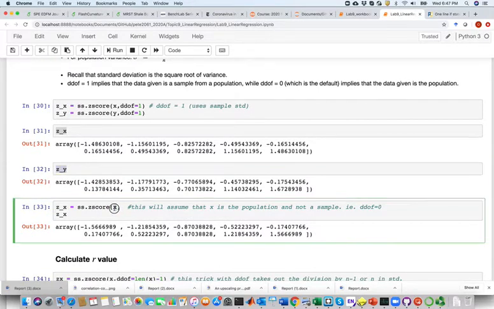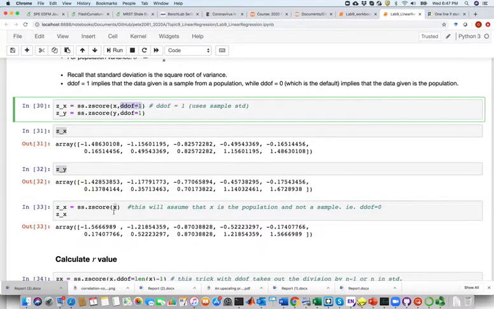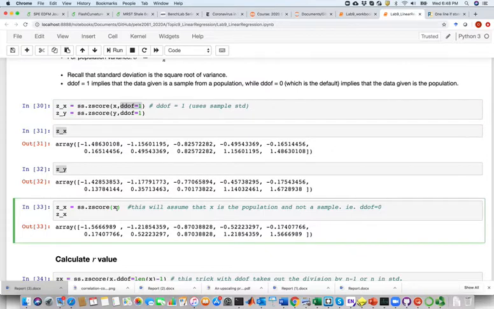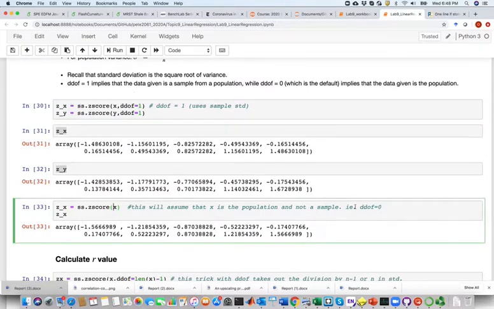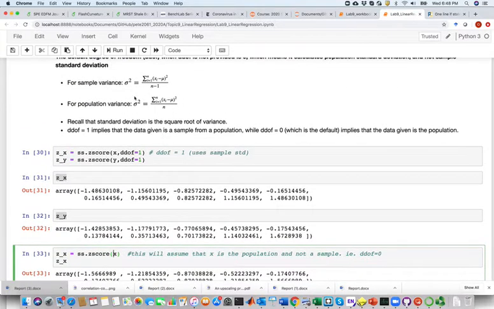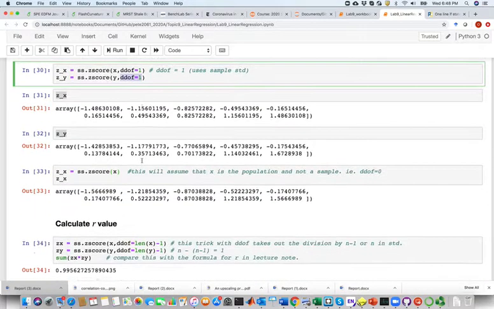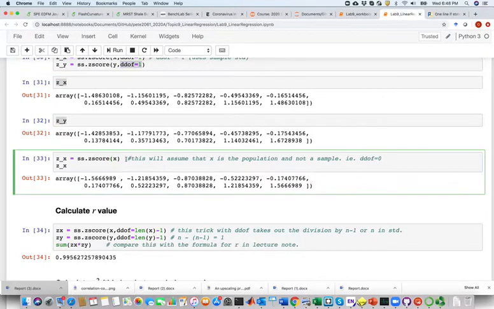If you just put in x without specifying the degree of freedom, it will assume the degree of freedom value is 0, so it's going to divide by n. It's going to treat it like a population, so it will use this equation. Of course, you take the square root, right? Standard deviation is the square root of variance. So it's going to use this equation if you don't provide a second argument. But we don't want either of these two actually.